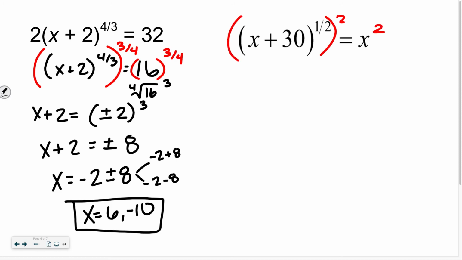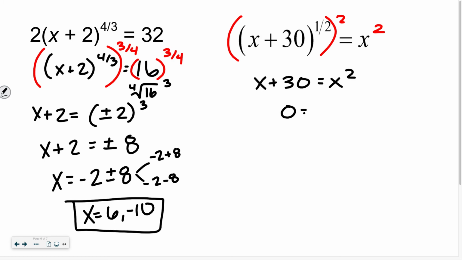So I'm going to square both sides. This really could be rewritten as the square root of x plus 30 equals x, right? And then we would undo the square root by squaring both sides. So we'll get x plus 30 equals x squared. What do we do? Get one side equal to 0. You have x squared and x. You're going to have to factor.